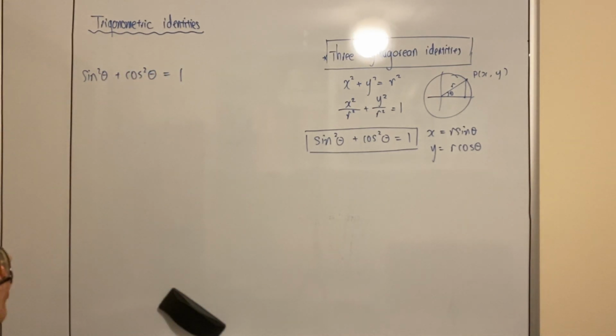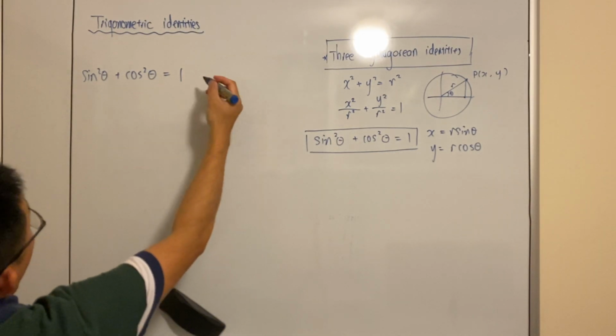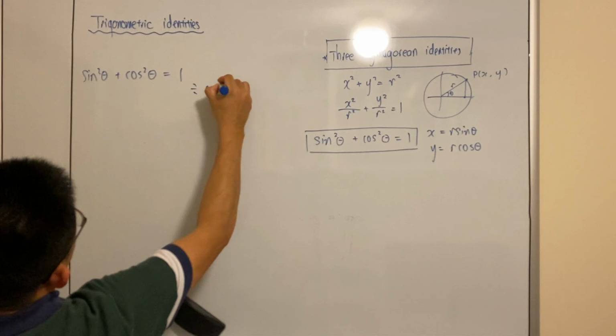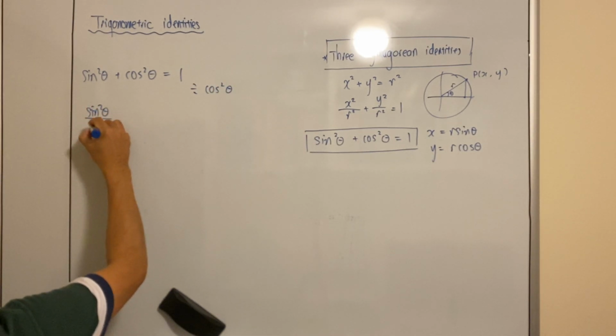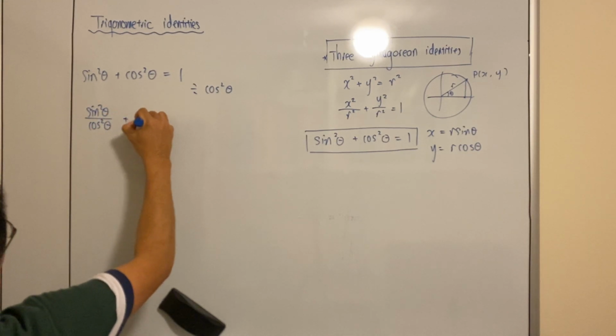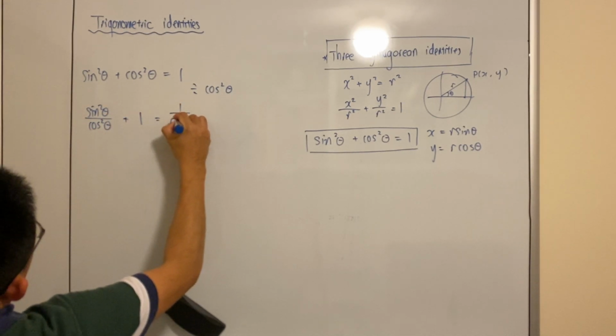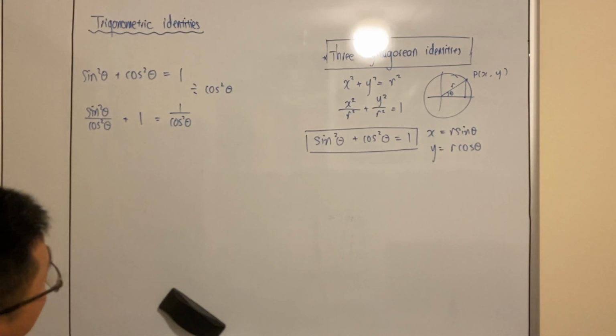We can divide every single term by cos squared theta. So for example, if we divide every single term by cos squared theta, we're going to get sine squared theta over cos squared theta, plus 1 is equal to 1 over cos squared theta.